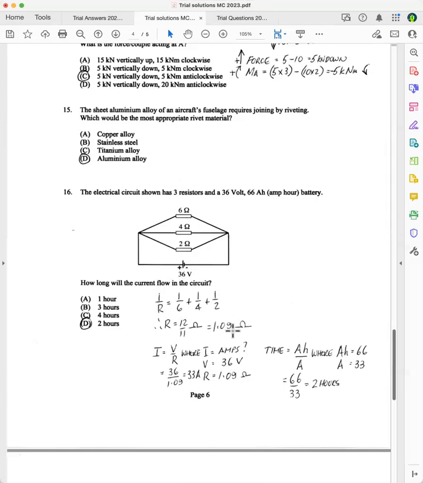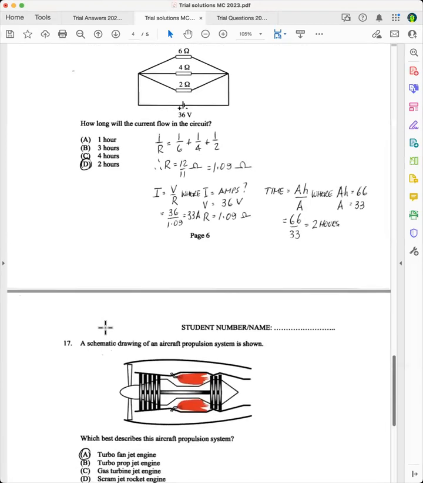And then you've got to work out the amperage at 36 volts, and with a resistance of 1.09, set it out like this. And so you get 33 amps, and the time is the amp hour divided by the amps, so it'll give you hours. And so you've got 66 over 33, and you get 2 hours, which is D.